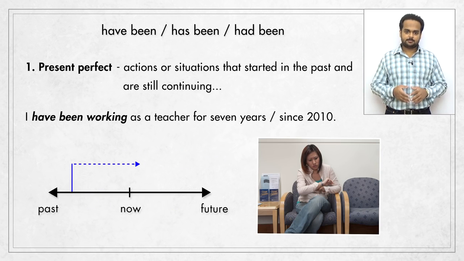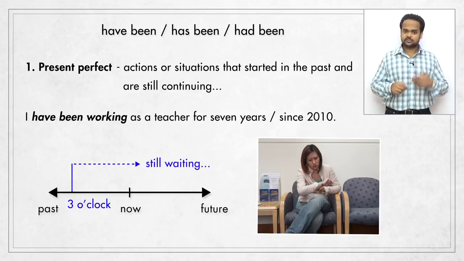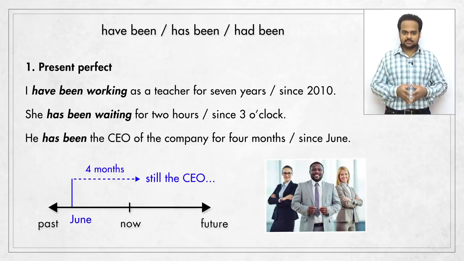Here's another example. Let's say that this lady wants to see the doctor. Her appointment was at 3 o'clock. She came to the hospital at 3, but the doctor wasn't there. So she started waiting at 3 o'clock and she's still waiting. Let's say it's 5 o'clock now, so 2 hours have passed. So what can we say? We can say she has been waiting for 2 hours, or she has been waiting since 3 o'clock. In natural speech, we say he's been and she's been. She's been waiting.